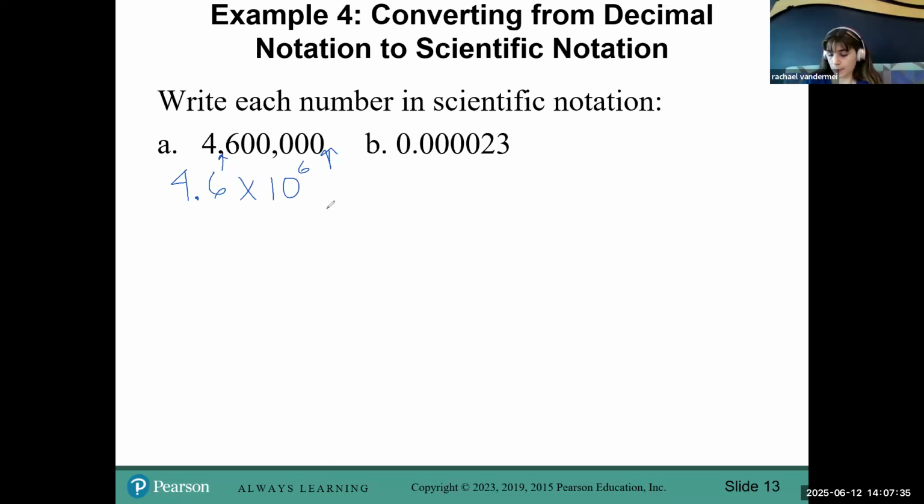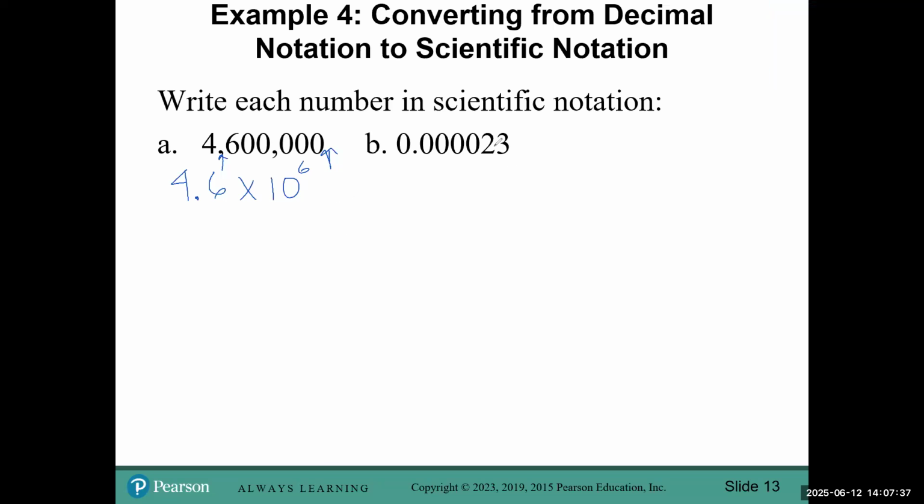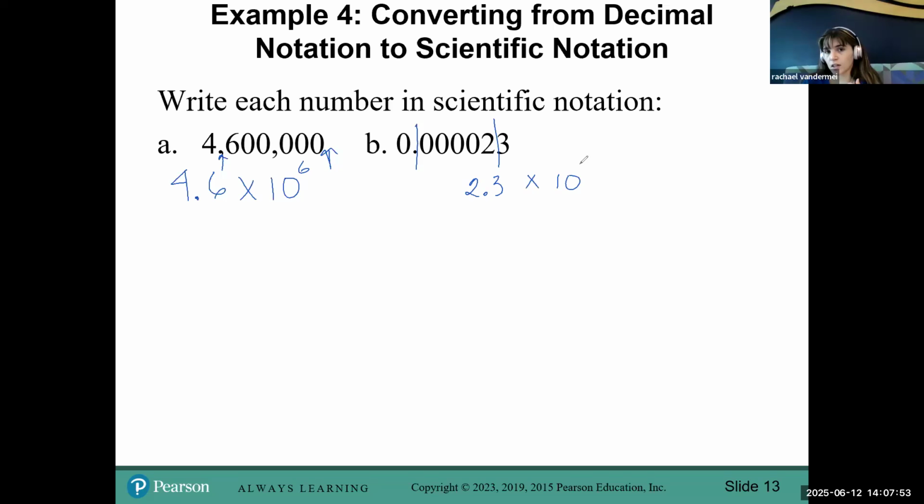There's 6 because it's on the other side of the decimal. Yes. And then for this one, again, I just want one digit over here. I want all the other digits over here. And this one, I'm moving the decimal point to the right. And how many places did I move it from here to here? 5, right? Yep. So 10 to the negative 5.